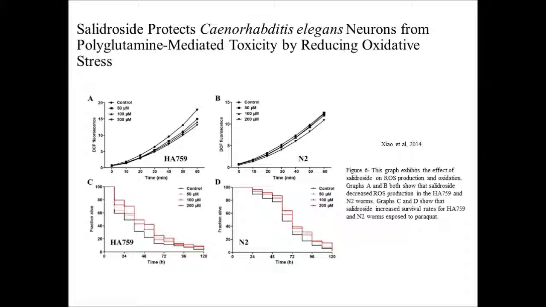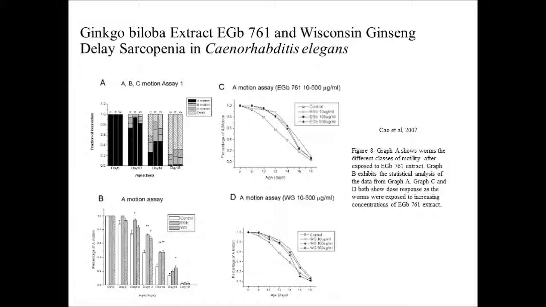In Figure 10a, you can see that only 28% of ASH neurons survived in transgenic nematodes that were not treated with salidroside. When the worms were treated with 200 millimolar of salidroside, the neuronal survival rate increased to 41%, suggesting that salidroside is capable of remediating the polyQ neuronal death. Figure 10b shows the different concentrations and that 200 millimolar had the lowest percent of ASH neuronal death.